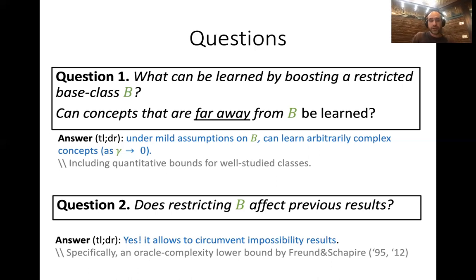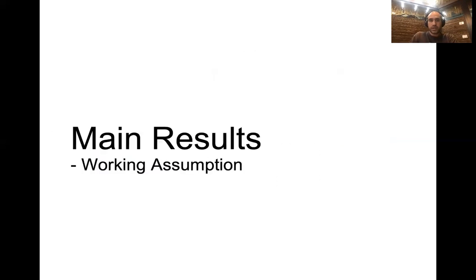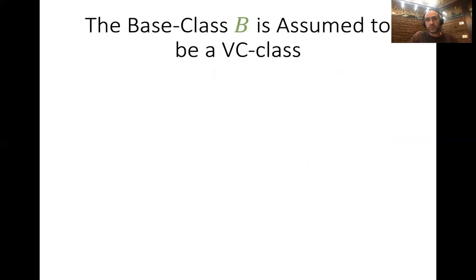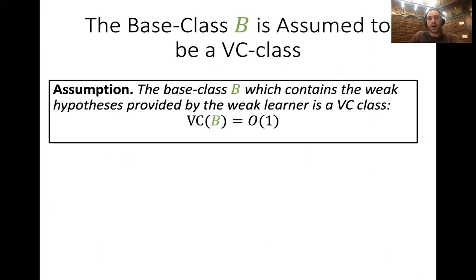So we'll actually begin with number 2. First let me formalize how we quantify the assumption that the base class is limited, is restricted. So we simply assume that the base class is a VC class, namely that it has a bounded VC dimension. Okay, that's our assumption. That's the only assumption we make on the base class, right? So we have an agnostic learner for a base class whose VC dimension is bounded, is small.